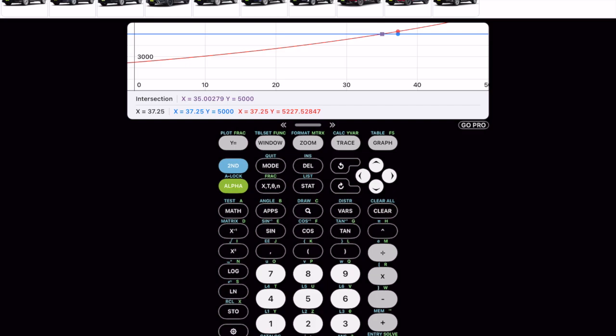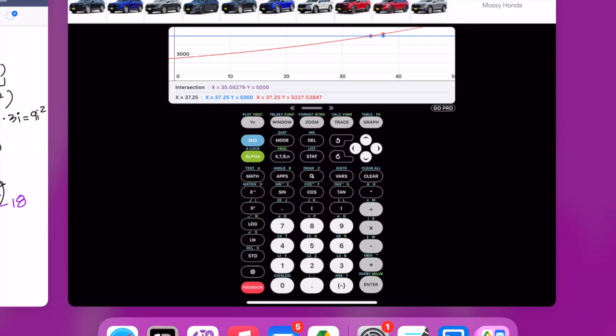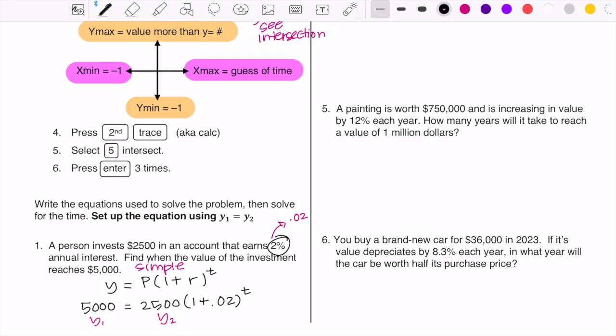Okay, so right here, it'll tell you where the intersection is, and it says x equals 35.00279 and y equals 5,000. So we already knew they were going to intersect at 5,000 since that was one of our equations. What we are going to report is the x value, which is time, and we're rounding to 3 decimal places. So we're going to put right here, t equals 35.003 years. So when we're rounding time, we are going to round to 3 decimal places. When it's money, it's obviously 2.